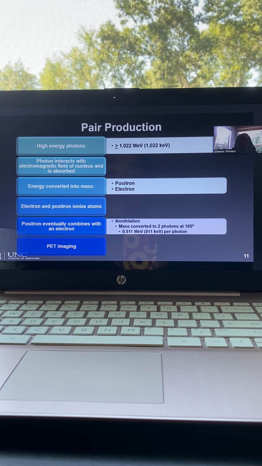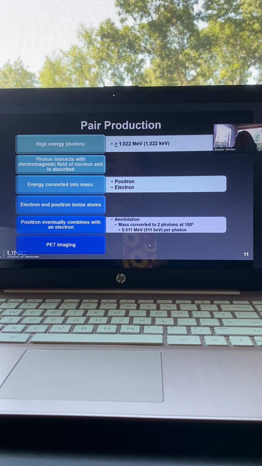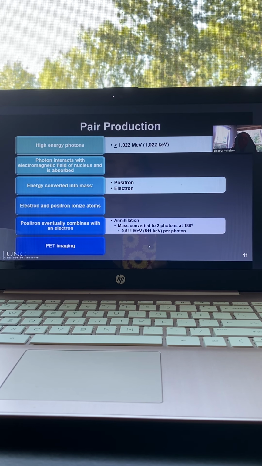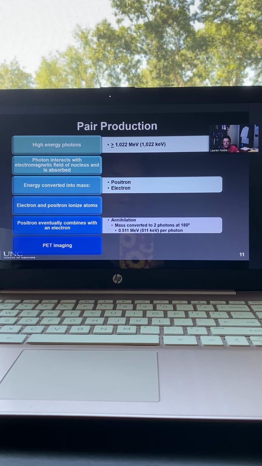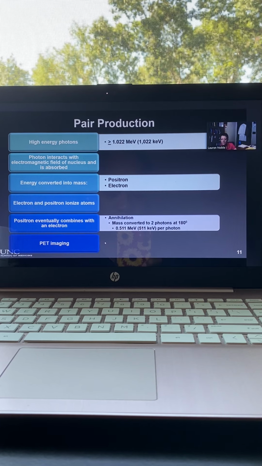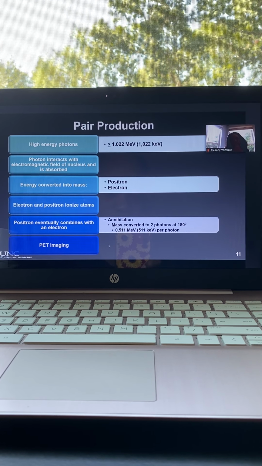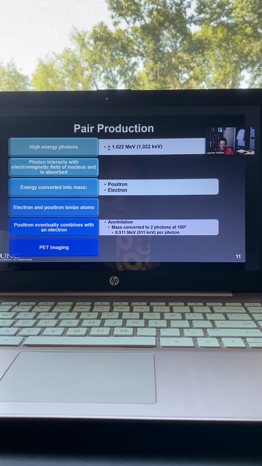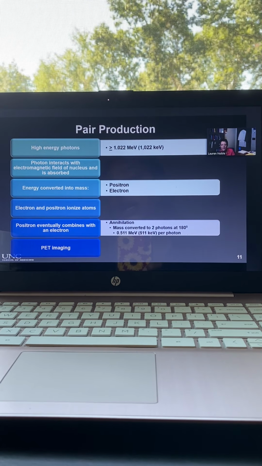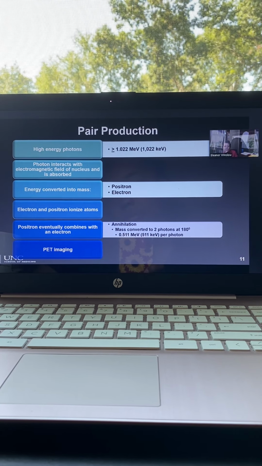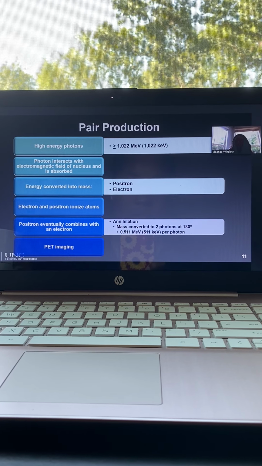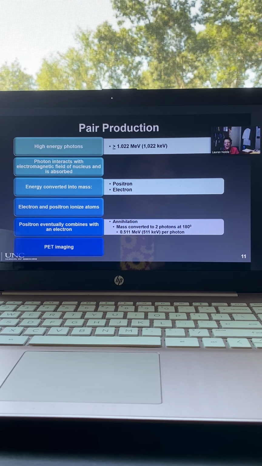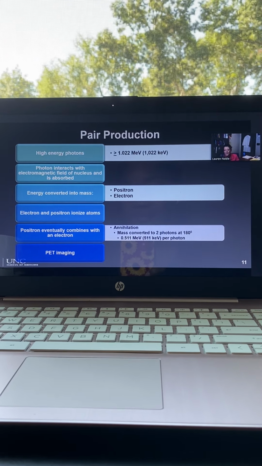Is this what they're talking about when they talk about splitting the atom? Kind of. Yeah. And this will occur in PET imaging. Remember what PET imaging stands for? Positron emission tomography.